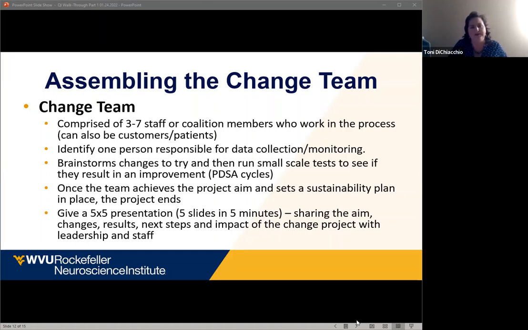Oftentimes some people are just left out completely when new processes have started. And number one, you might lose buy-in if they're a really integral part of whatever change you're coming up with or whatever process you're trying to improve. And number two, having involvement of a key player like that can often make or break the motivation level of completing a change successfully.